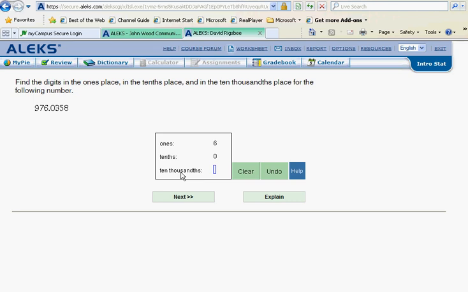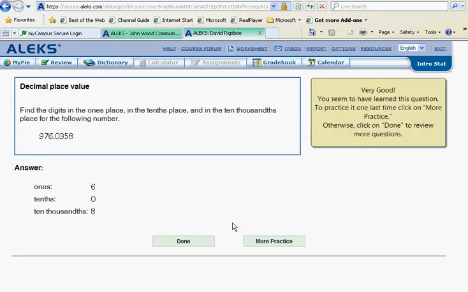Ten thousandths, notice the TH ending here, is going to be the 4th digit to the right of the decimal. So let's count 1, 2, 3, 4 places to the right. The ten thousandths place is an 8. Let's check it. These are decimal place values in ALEKS statistics.